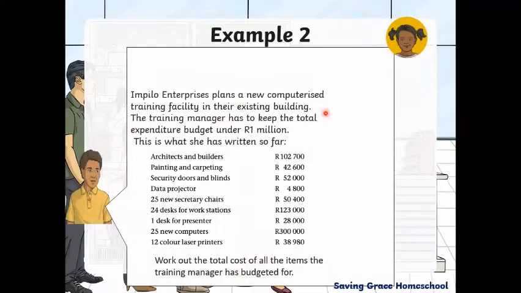Example two. Impilo Enterprises, so that's the name of the business, plans a new computerized training facility in the existing building. The training manager has to keep the total expenditure budget under 1 million rand. This is what she has written so far. So architects and builders, they spend this much. Painting and carpeting, this much. Security doors and blinds, this much, and so on. I'm not going to read through all of those. And then the question is, work out the total cost of all the items the training manager has budgeted for. So what they're asking us is to essentially add all of these.